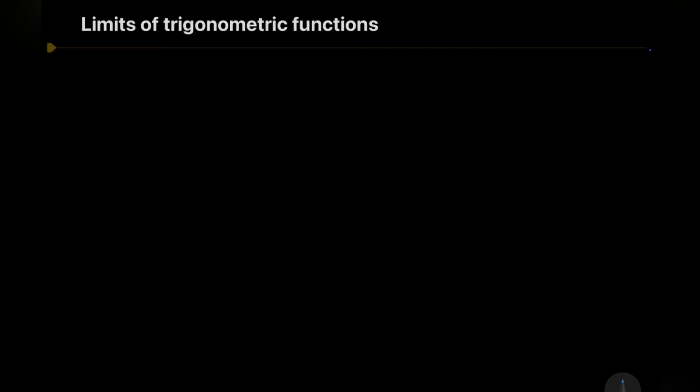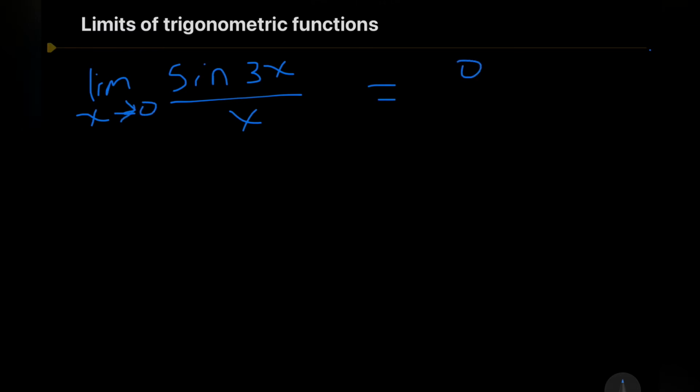Say you're given this question: the limit of sine 3x over x as x approaches 0. If we dare to substitute 0, we will have 0 over 0, which is indeterminate.